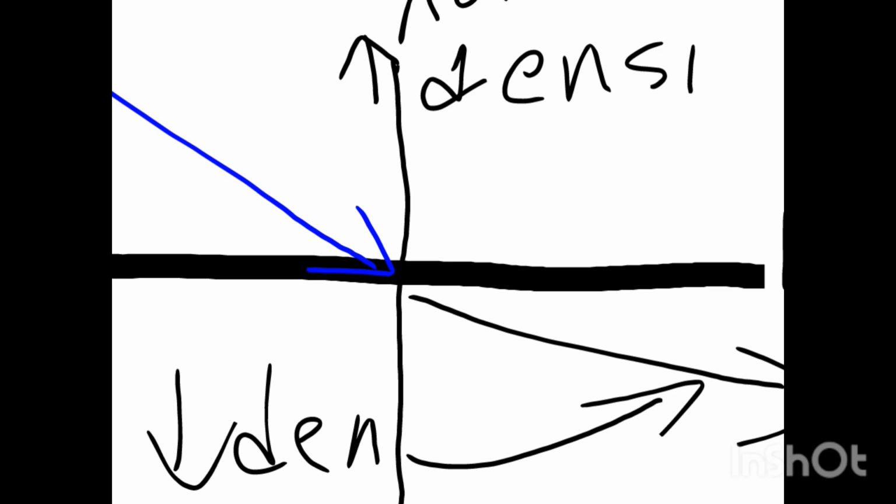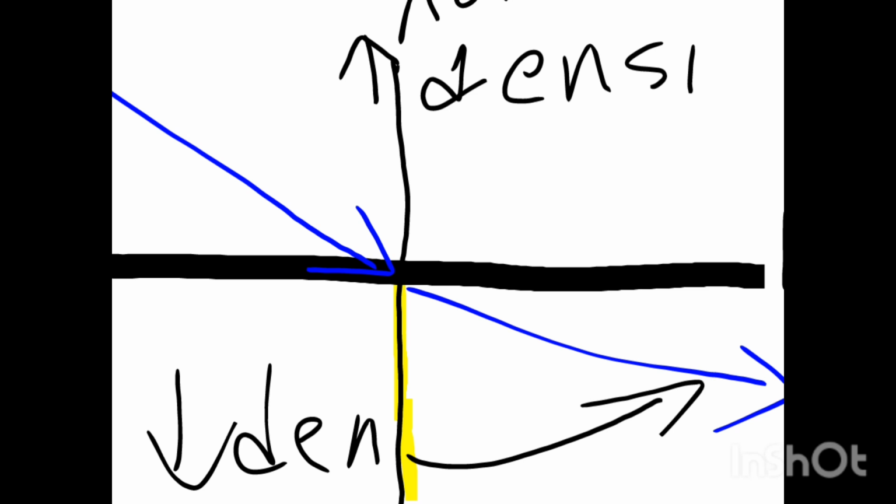Remember that this line here is the line of normal. So this ray of light, let me use the same blue marker, this is how it will bend. It will bend far away from the line of normal.